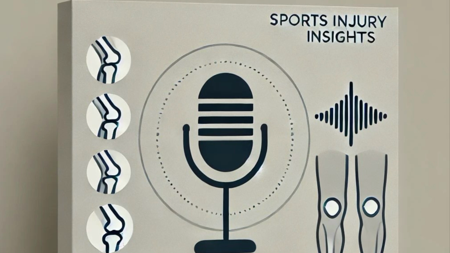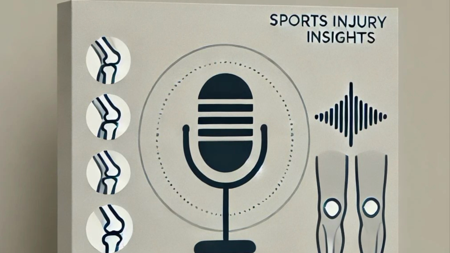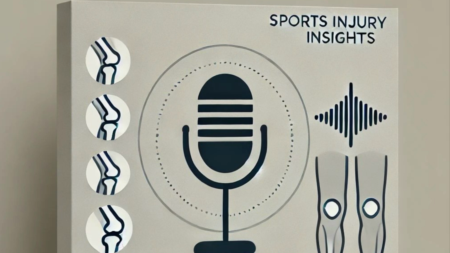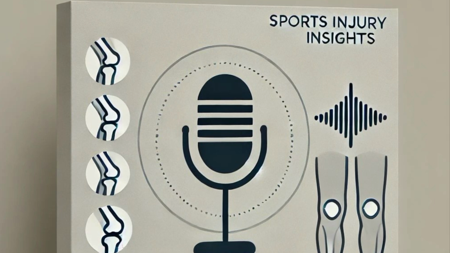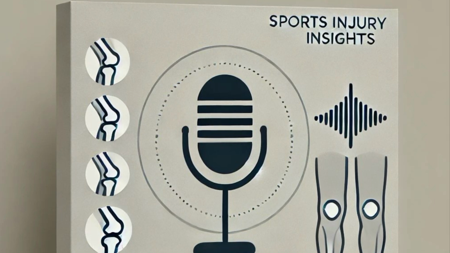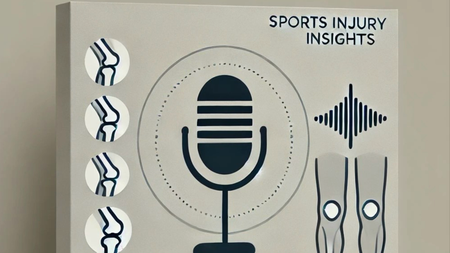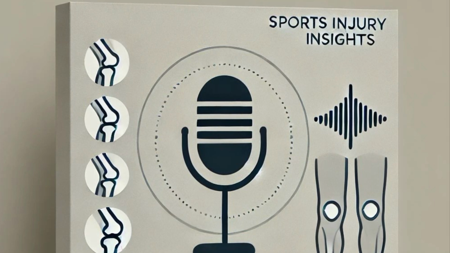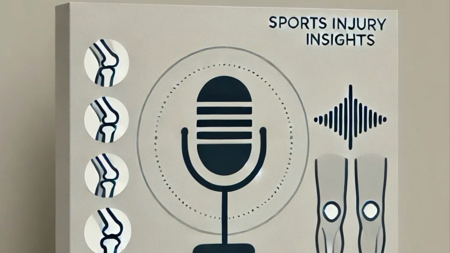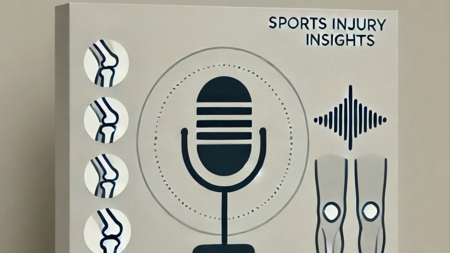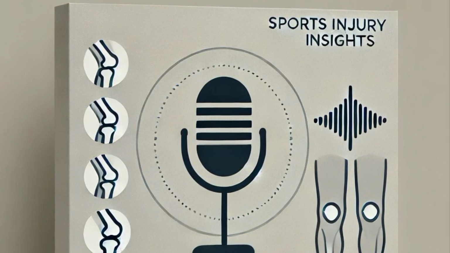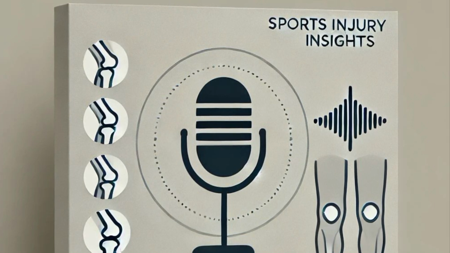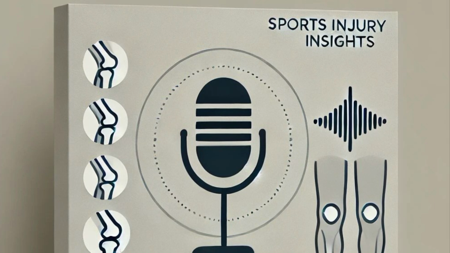Great question. For those, we use the anterior and posterior drawer tests. The examiner gently pulls and pushes on the shin bone with the knee bent. If the shin moves too far forward, it suggests a possible injury to the anterior cruciate ligament, or ACL. Similarly, excessive backward movement could point to a problem with the posterior cruciate ligament, or PCL. That makes sense. So it's all about feeling for that telltale looseness in the joint.